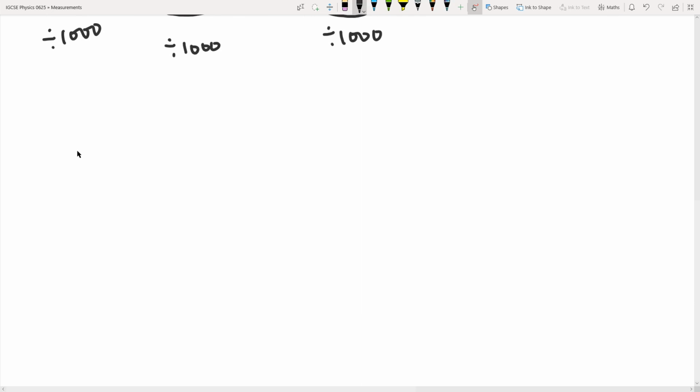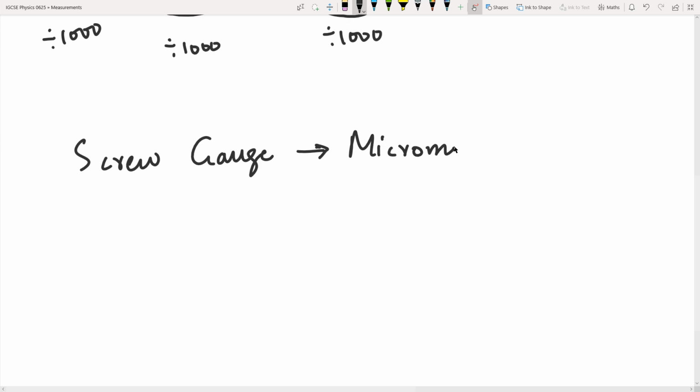Right? So a screw gauge is also known as a micrometer. And why is it called a micrometer? Because it can measure up to 0.01 of a millimeter, which is in turn 10 micrometers, right?